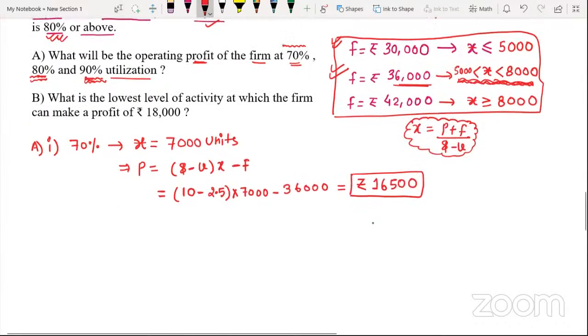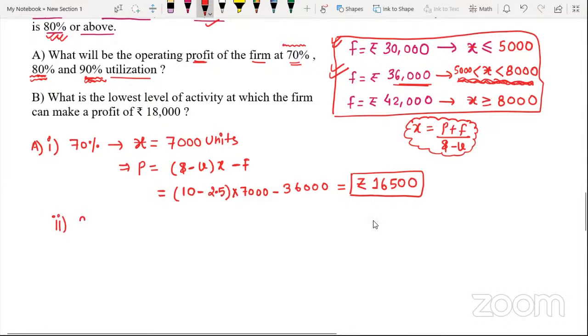Now the second part in this only. Okay, the A and second part. They are saying that if they are utilizing 80% of the total production, so the X will be 8,000 units. Okay, 80% of 10,000, it means we will get 8,000 units. So what is the profit? The profit is going to be the same formula. Okay, this formula you can use.